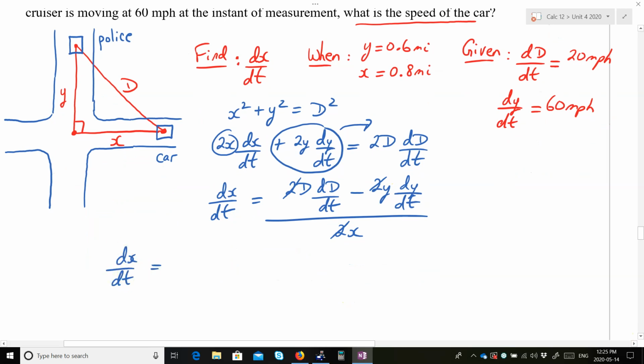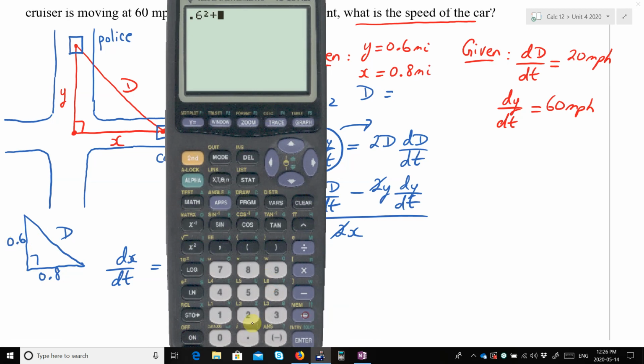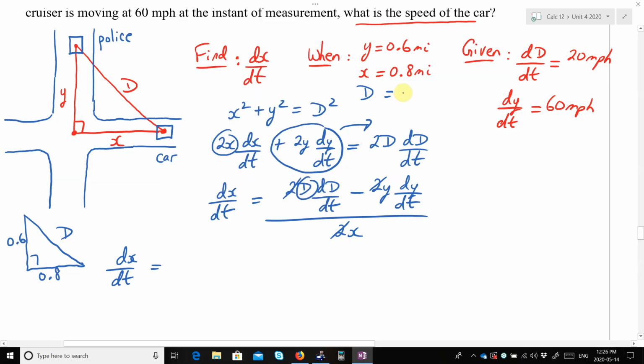Change in x with respect to time is, we are going to need to figure out this d. We know at a certain instant y is 0.6 miles, x is 0.8 miles, so then we can get the d doing Pythagoras, right? So if this is 0.6 and this is 0.8, what is d? We would use a quick Pythagoras on that. So d squared is equal to 0.6 squared plus 0.8 squared. There's d squared. Oh, nice. So the square root of d squared is 1. So d is equal to 1 at this instant.